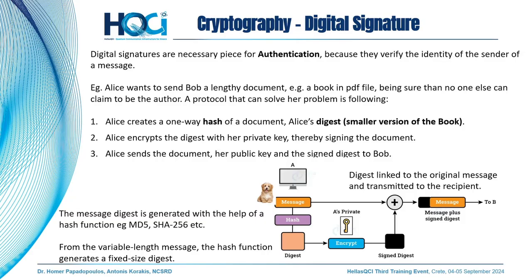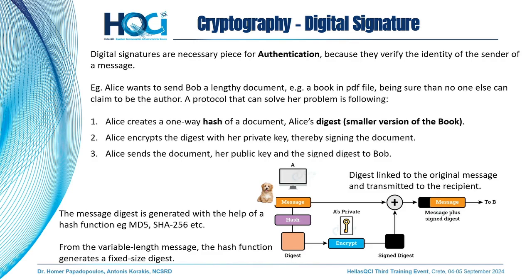And for that, we invented two more tools. The first tool is a digital signature, and the other one we will see is a certificate. So what is a digital signature? The digital signature is a way to authenticate that the message that Alice sent is coming from Alice. How does this work? Alice creates a hash function. We will see what this is. What is a hash function?